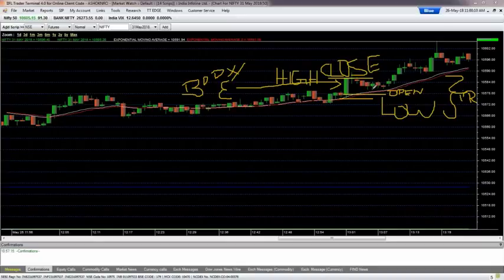So this is a candlestick chart. It gives us information about the high, low, open and close of this particular candle. The whole range from the top, that is the high, to the low, is called the trading range. From open to close is called the body of the candlestick.